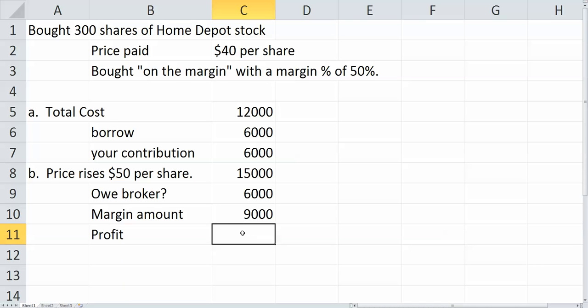And then they want to know your profit. Well, your profit will be this $9,000 minus your contribution up here, the $6,000. So your profit is $3,000.